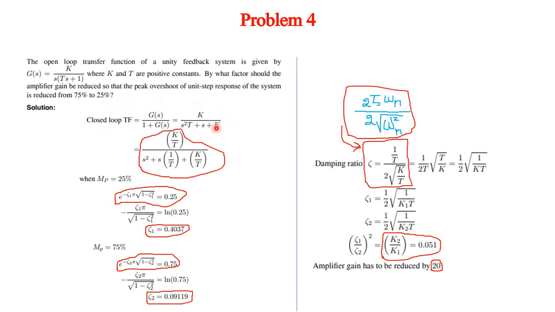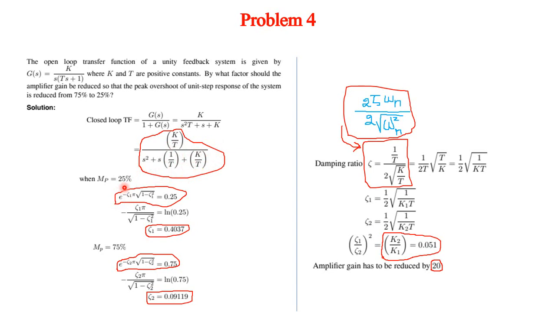First we will find the closed loop transfer function from G of S and bring it to the standard form. Here the coefficient of S square, T, should be 1, so divide both numerator and denominator by T. So in this expression, omega n square is K by T, and 2 zeta omega n is 1 by T.